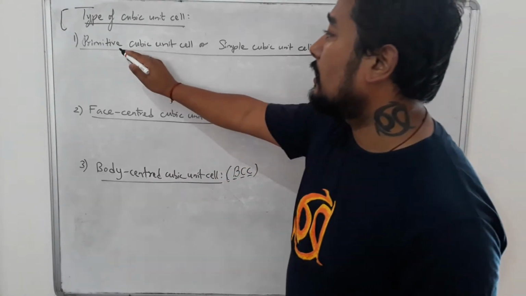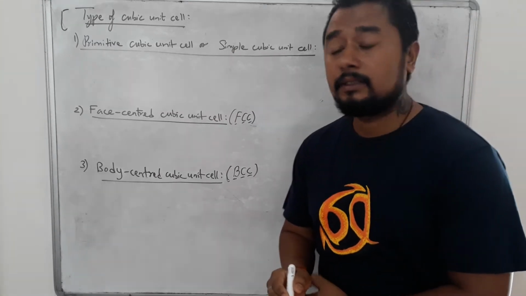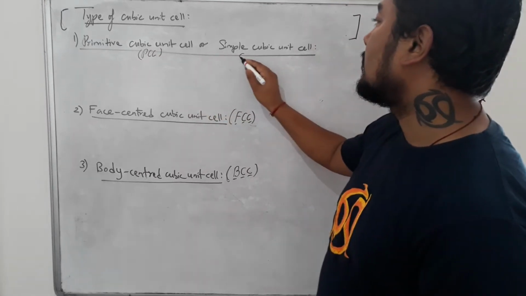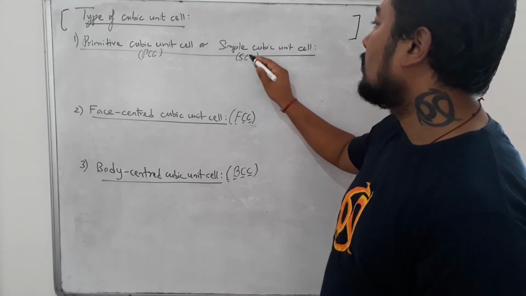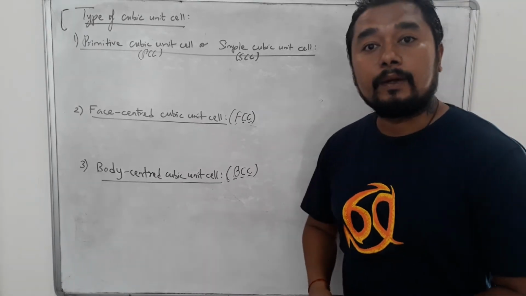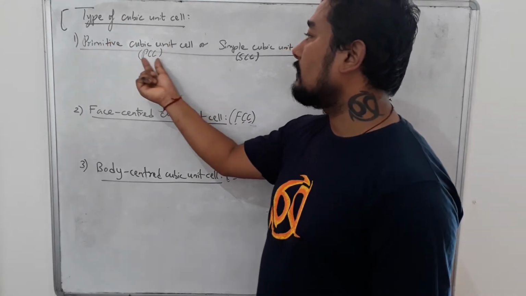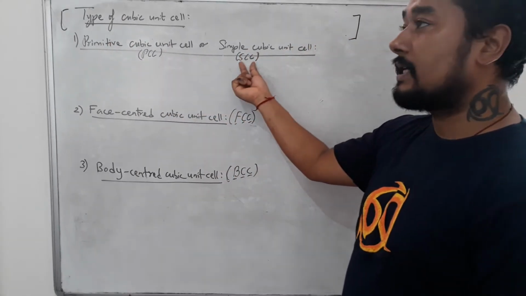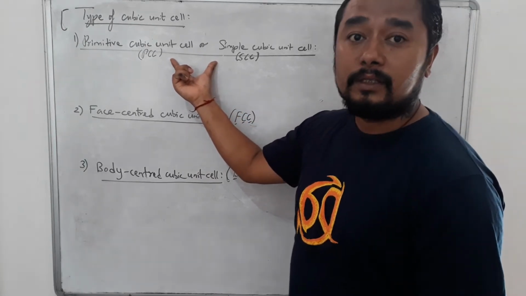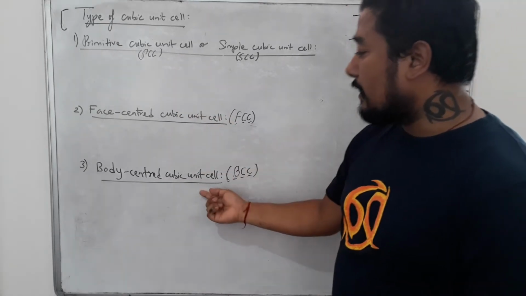Such an abbreviation is not there for the primitive cubic unit cell or the simple cubic unit cell. Still, we can abbreviate it as either PCC or SCC. Such is not mentioned in the book, students. This I am giving you for my own convenience. So do remember, primitive cubic unit cell we abbreviate as PCC, and simple cubic unit cell means SCC. Both mean the same. If you write this in the exam, you are not going to get marks because such abbreviation is not given in the book. This is for our own convenience, whereas for the other 2, the abbreviation is given in the book.